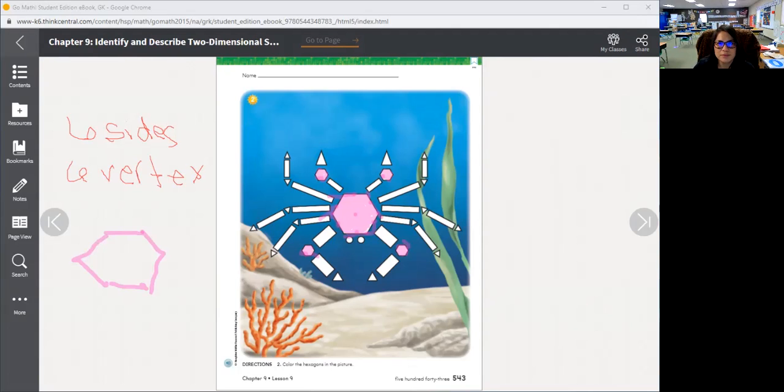Okay, so those are all the ones that you should have. 1, 2, 3, 4, 5. 5 hexagons on the coloring page. Now I'm going to go ahead and erase this and move on and see what we have to do on the next page. Okay.